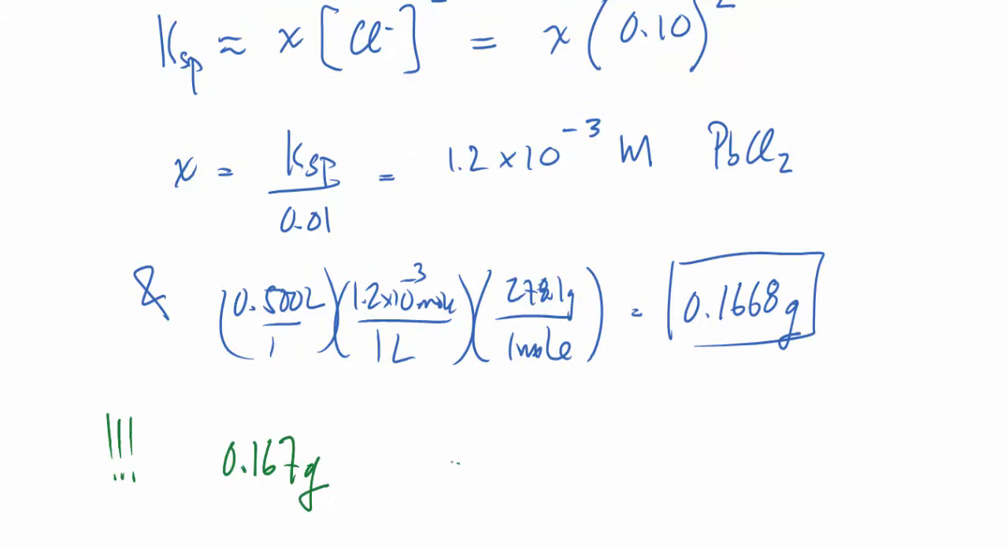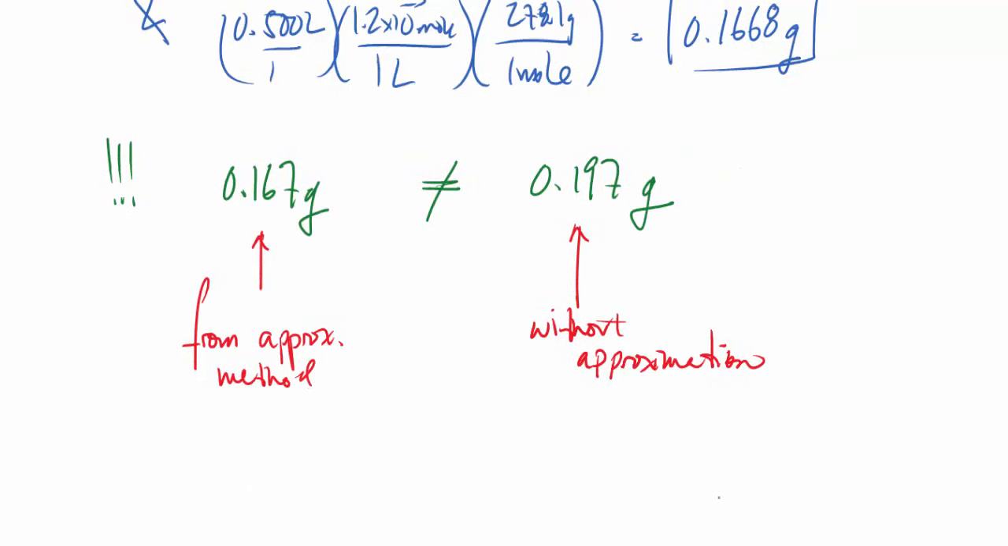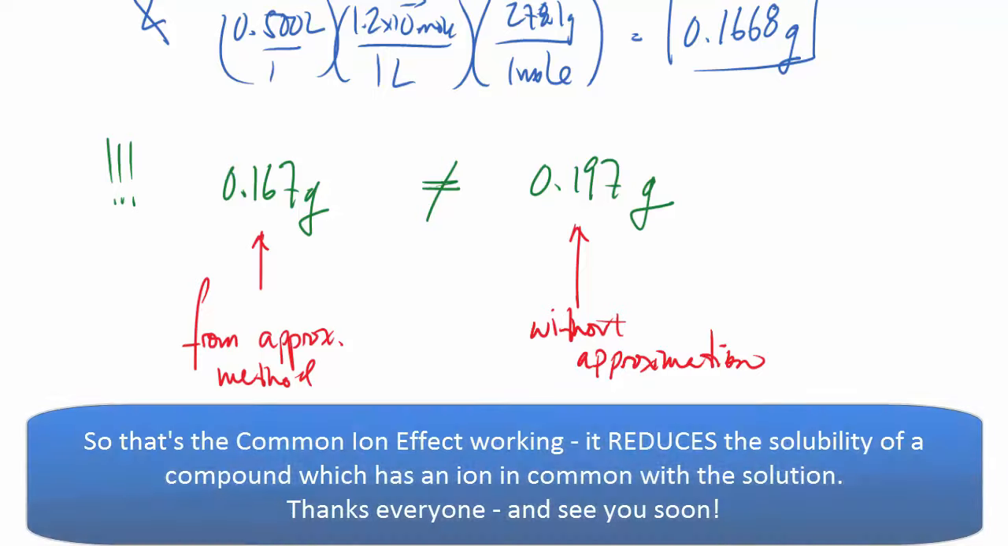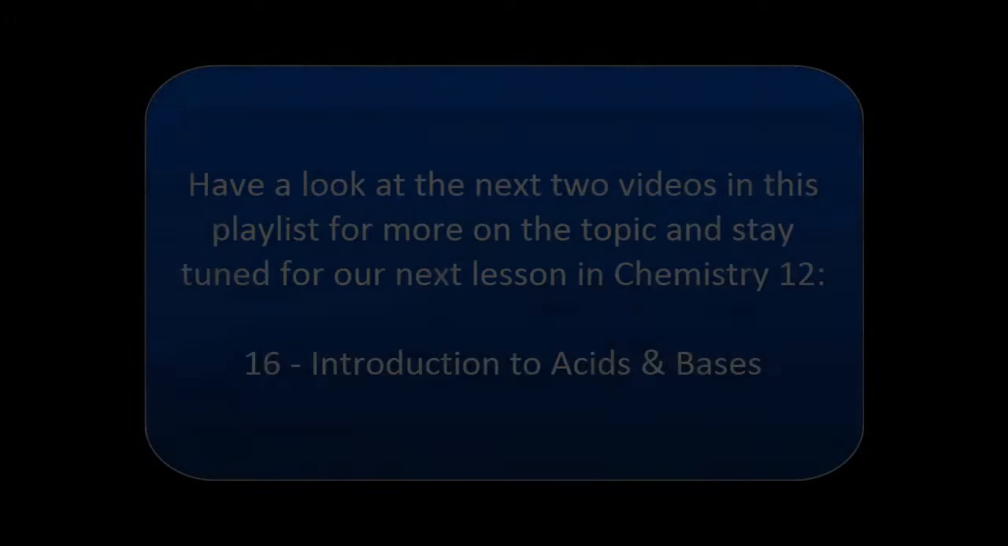0.0168 grams, and that 0.168 grams is not 0.197 grams we got before. So the approximate method doesn't always give you the same value as the non-approximate method, and I would warn you to be careful. So there it is, that's the common ion effect anyway, working, reducing the solubility.